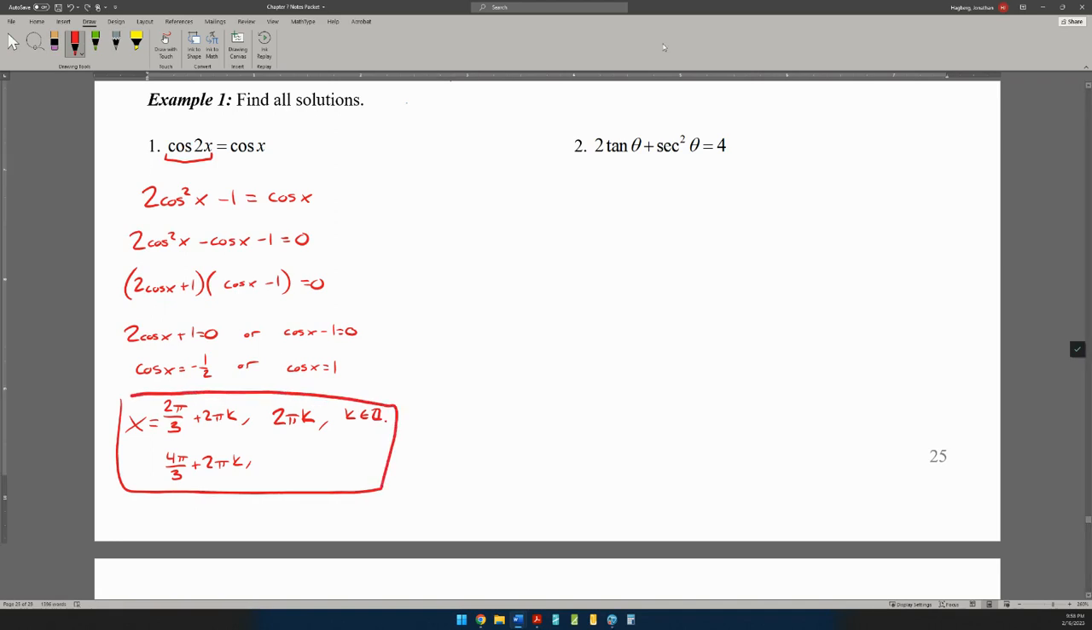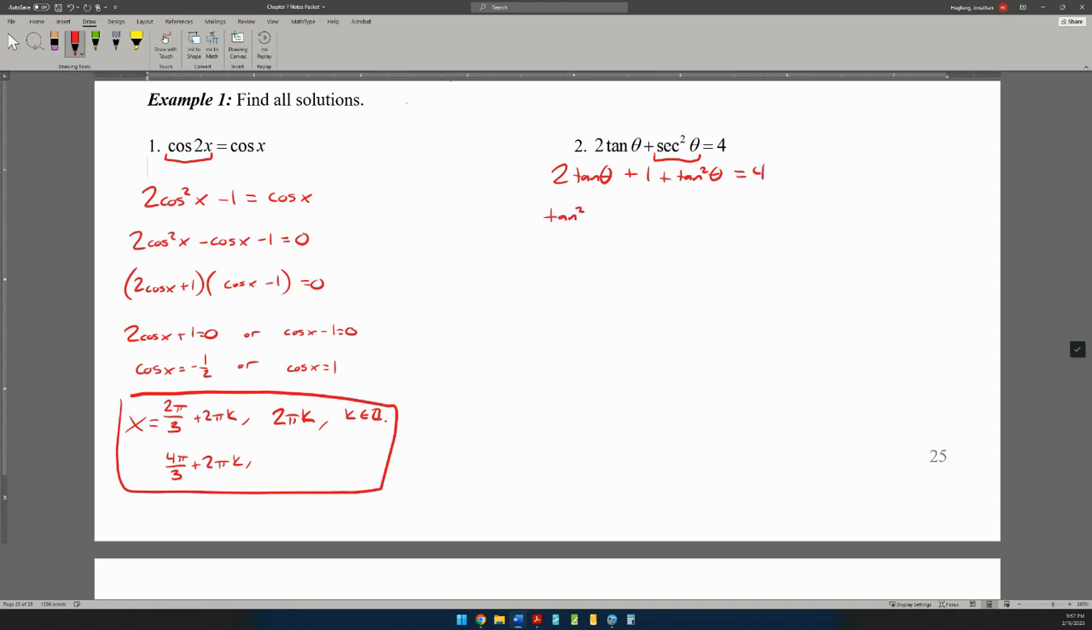All right, so for number 2, I notice we have 2 tangent theta plus secant squared of theta equals 4. We've got two different trig functions here, tangent and secant. One of the things that I notice as well is that we have secant squared, so immediately my mind is going to one of the Pythagorean identities. Let's go ahead and make that substitution for the 1 plus tangent squared so that we have a single type of trig function in this equation. So we have 2 tangent theta plus the substitution for secant squared, which is 1 plus the tangent squared, and that's equal to 4. So let's go ahead and write this in standard form.